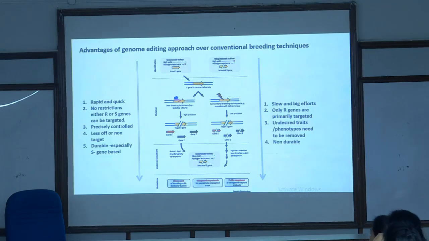So this is a slide, the comparison. I think you can make your own points here. It's not my points here. Of course, the traditional one is very slow. Big efforts are needed in terms of money and time, and only R genes are addressed here. In the classical breeding program, we address only the R genes, and the undesired traits and phenotypes need to be removed through different kinds of backcross methods, and that delays the arrival of your variety. And in my opinion, they are not really durable. If you put the time scale of a decade, they are not durable. They may work for maybe a couple of years or so, but if you put a decade, it may not work, right?